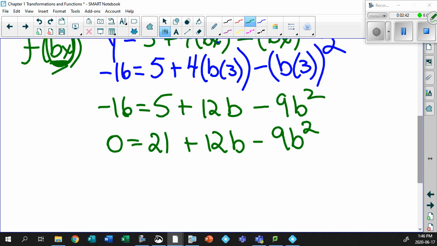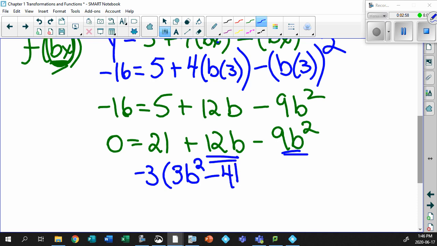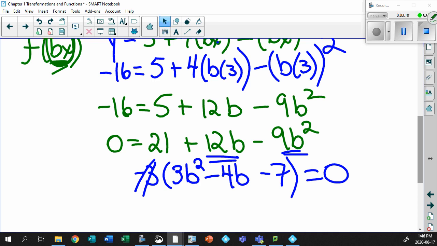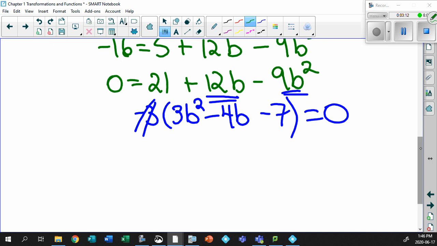Now the cool thing is we can actually factor out a negative 3. We can take out a negative 3 here, leaving you with, watch this. Do this one first. That'll give you 3b. This one second, or 3b squared, sorry, that'll give you a minus 4b, and that'll give you a minus 7. Guess what? Being that it equals 0, we can get rid of this front factor right away. Divide both sides by minus 3. 0 divided by minus 3, it's gone. So it leaves me with a nice, beautiful polynomial that looks like this.